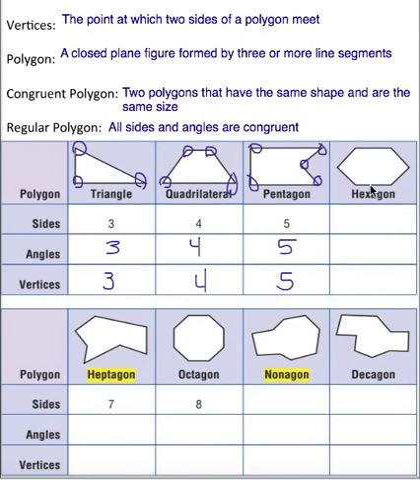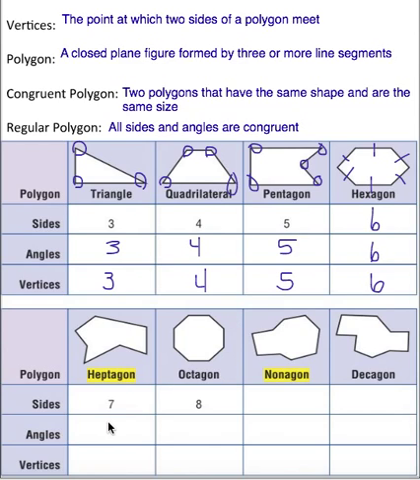Our hexagon has 1, 2, 3, 4, 5, 6 sides. And if you were to count up all the vertices and angles, there would be 6. So if you haven't noticed, there is a pattern already. Polygons have the same number of sides, angles, and vertices. They should all be the same as you go through them.